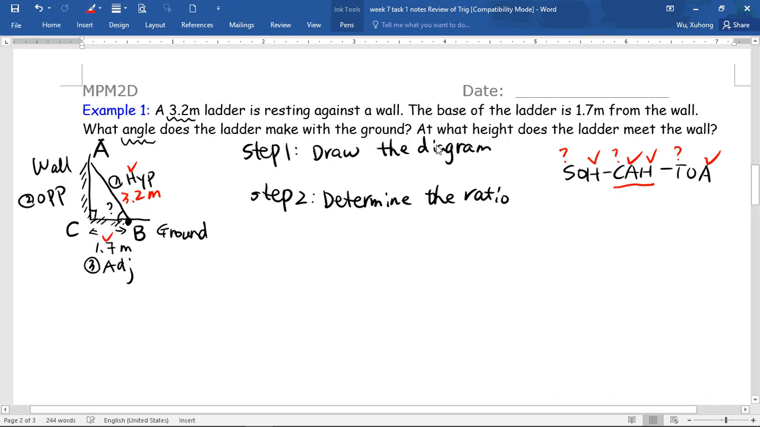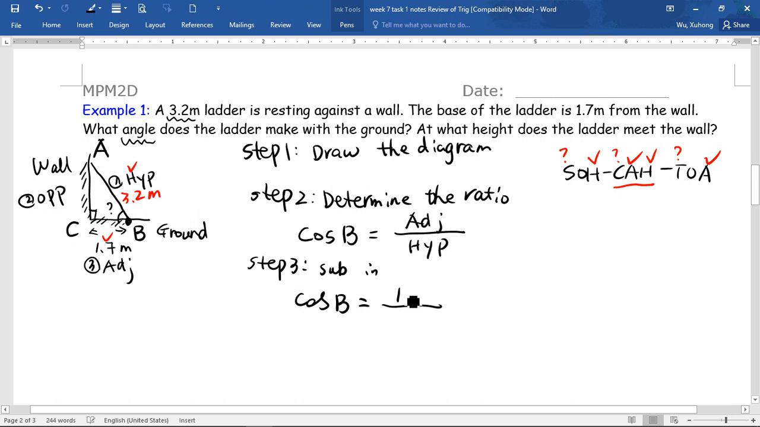So CAH, we are going to write it out. Cosine, the angle we picked to label this triangle is angle B, so we put angle B after the C. Then A is adjacent, H is hypotenuse. So step 3, subbing in given information. Okay, sub. Cosine angle B equals adjacent, which is 1.7 meter, over the hypotenuse, which is 3.2. And step 4 is solve.